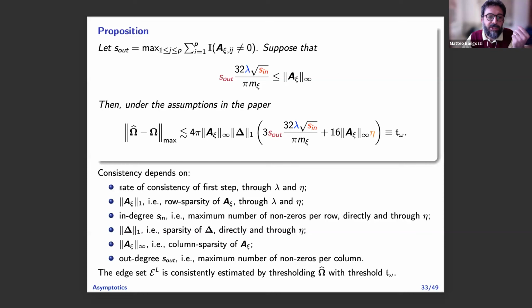So you have the rate of consistency of estimation of the spectral density. You have the row sparsity of A. You have the in degree. But now, since you're also taking the transpose of A when you build this omega matrix, it is also the columns that matter. So you have the column sparsity of A that enters and the out degree, which is the maximum number of non-zeros per column. Okay, so all these quantities will matter in determining the convergence rate.